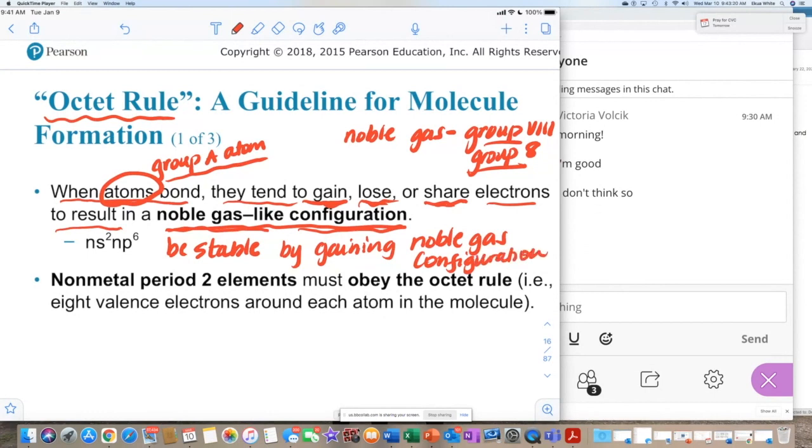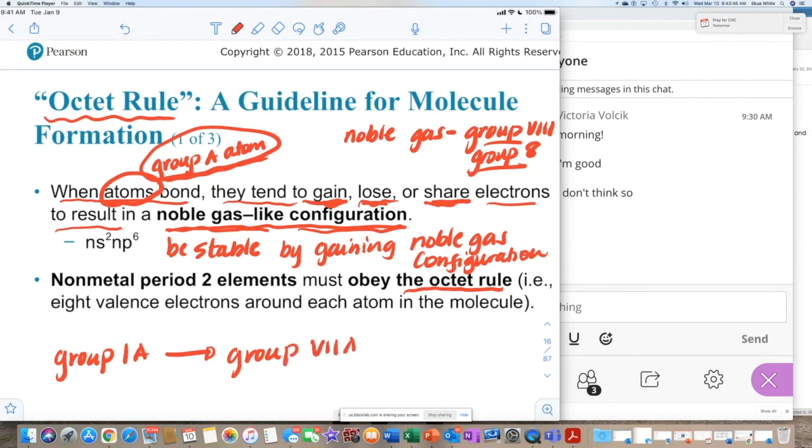Since the elements in group A are essentially in group A, they call this the octet rule. When the elements in group A, starting from group 1 all the way to group 7, gain, lose, or share electrons, we will see that. So we're talking about group 1A all the way to group 7A. Remember, we're skipping group B. These elements, after they become stable, will be surrounded by 8 electrons.